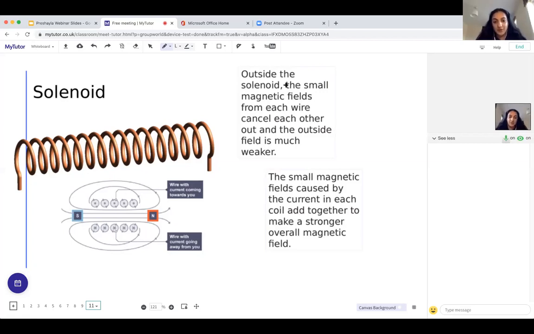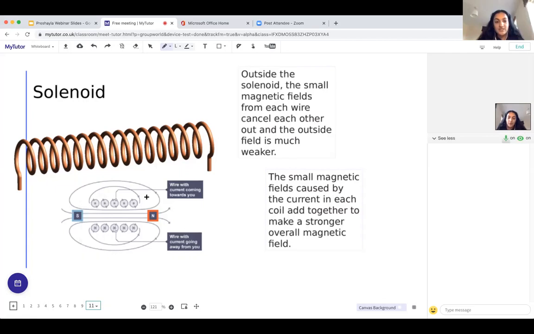Now, outside the solenoid, the small magnetic fields from each wire cancel each other out, and the field outside the solenoid is much weaker. Inside the solenoid, however, the small magnetic fields of each coil add together and make a strong magnetic field. So we have a very strong magnetic field inside the solenoid and a very weak magnetic field outside the solenoid. And that is because of the addition of the little magnetic fields of each coil or the cancelling out of each little magnetic field.